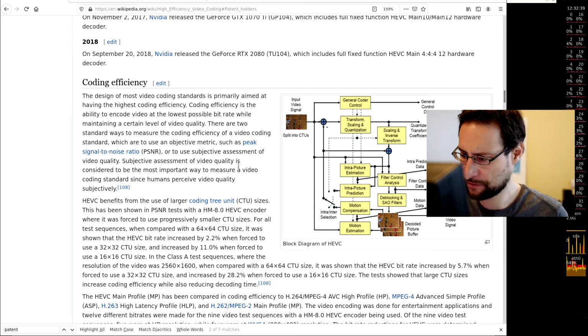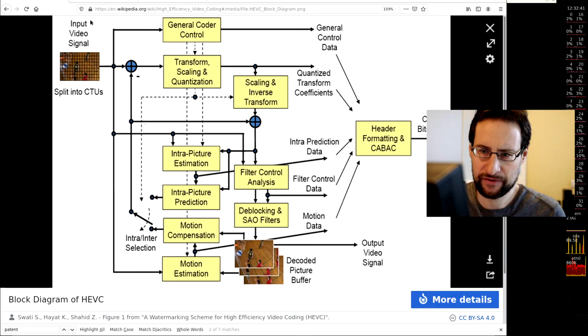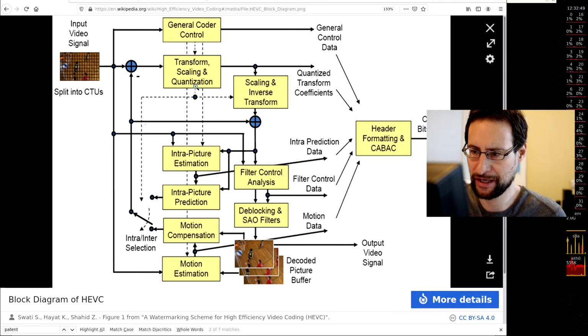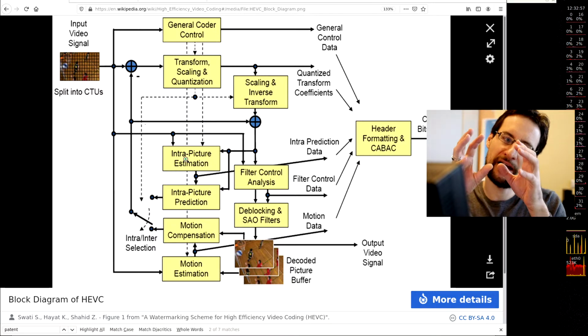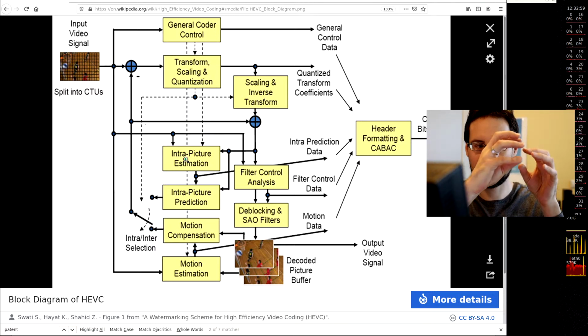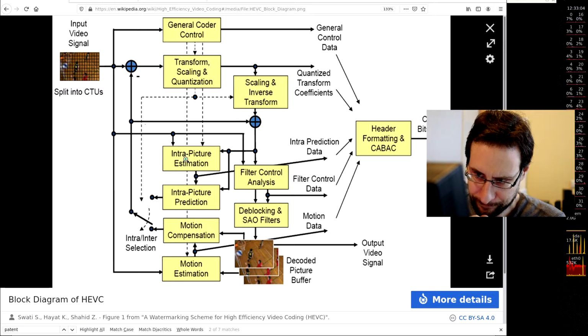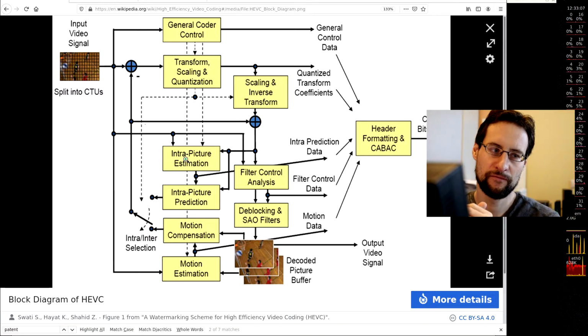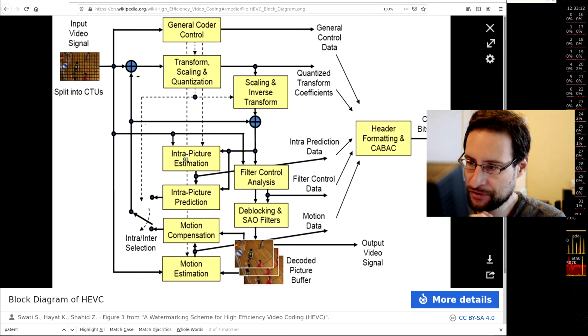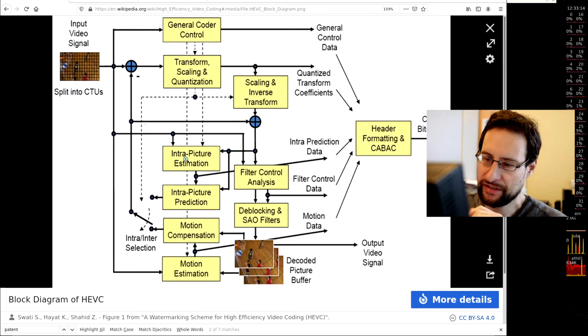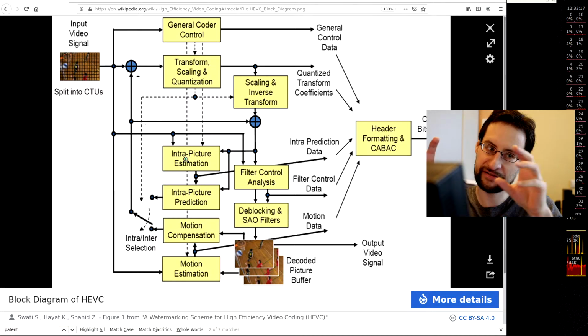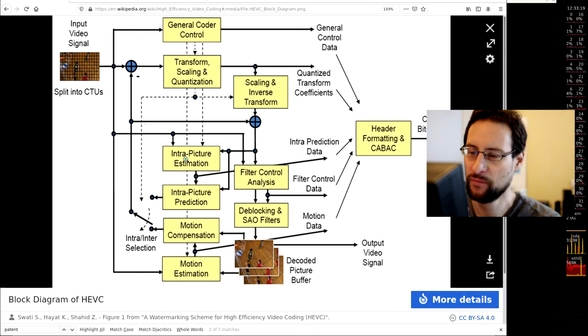And you see a high-level block diagram of HEVC, where we have the input video signal split into the CTUs and general coder control, controlling what to do on each frame: transform, scaling, quantization, intra-picture estimation. What this is doing is estimating how the stuff is moving. If you have a car, certainly it's not jumping zigzag like a UFO. A car or a person walks or drives with some certain linear behavior, so that you can estimate how the pixels will change and move in the picture.